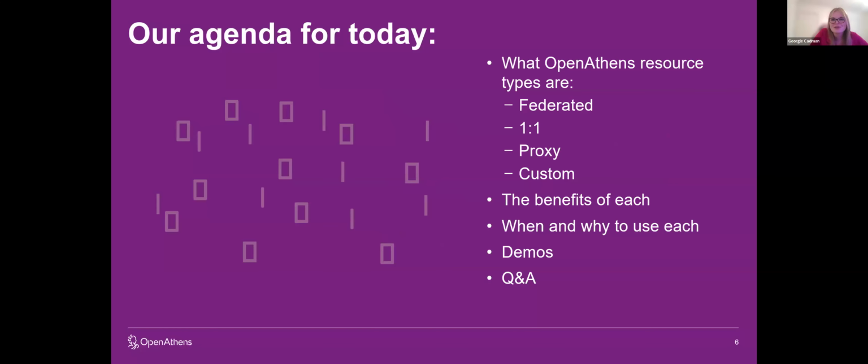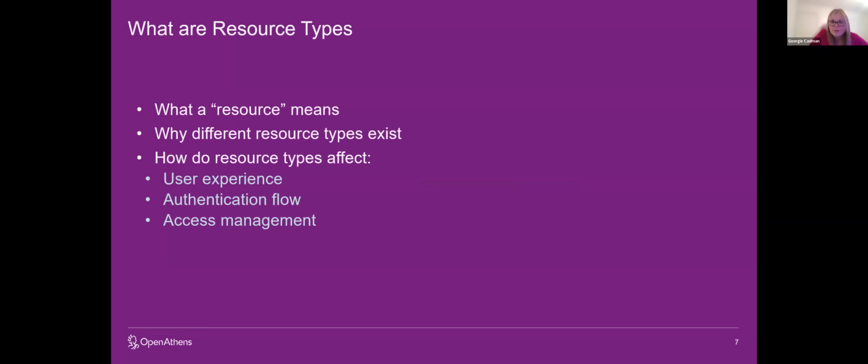Thanks, Liv. So, just a quick agenda for the sorts of things that we're going to cover today. We're going to be covering four types of resource type: federated, one-to-one, IP and proxy, and custom. We'll talk about the benefits of each, when and why you'd want to use each one, what the setups and user journeys look like, and some demos along the way. So, without further ado, Rob, can you talk us through what we mean by resource types? Like, what are we talking about here?